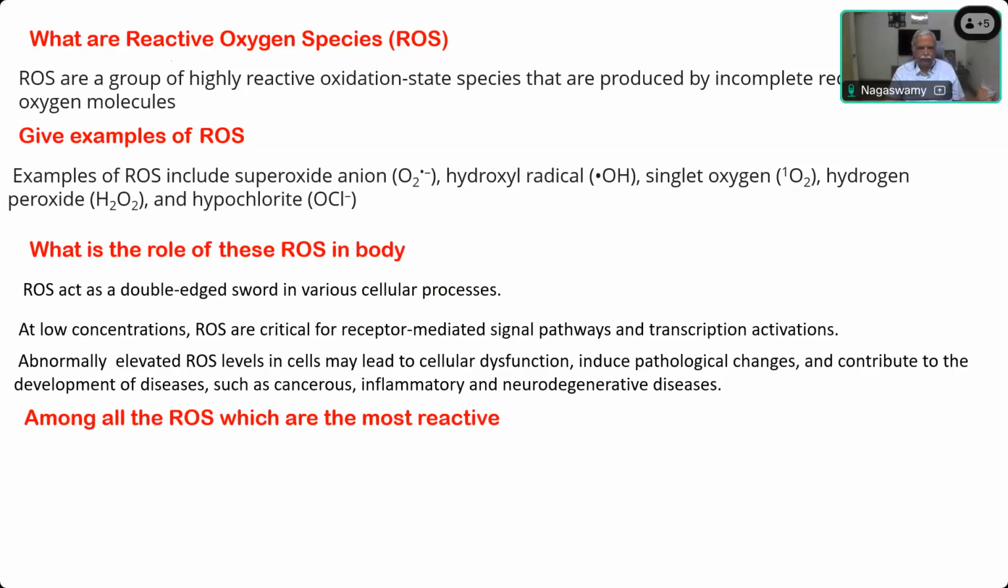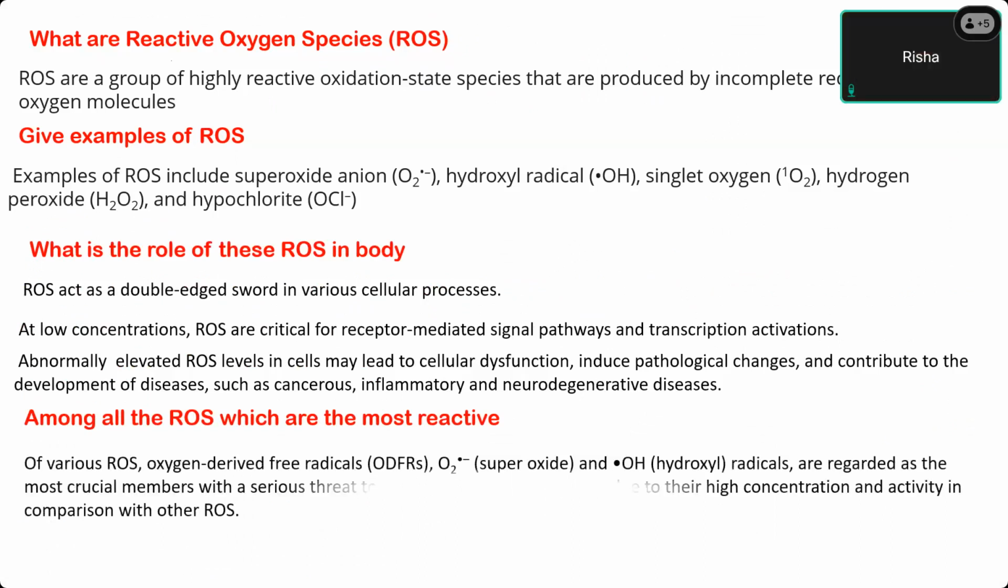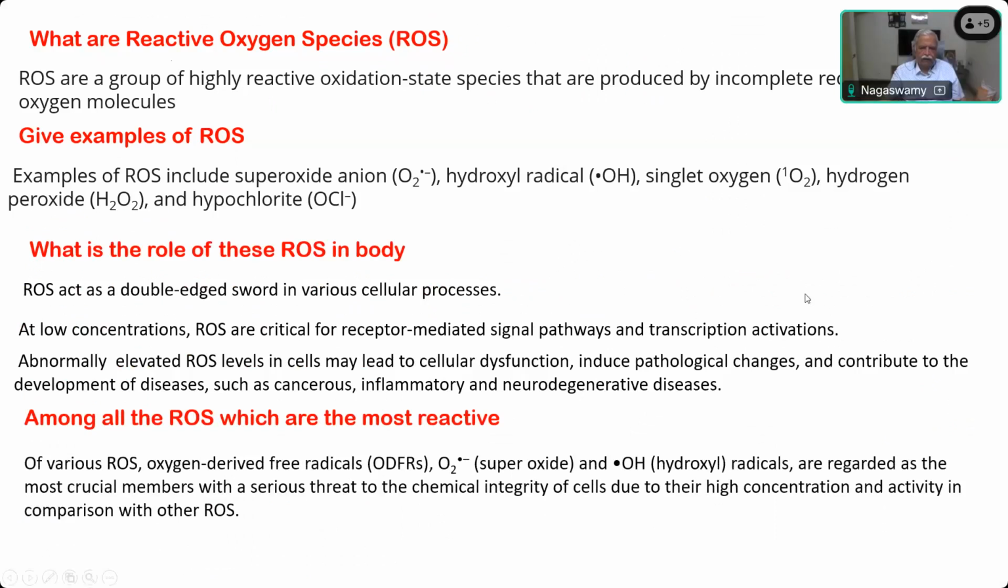Hypochlorite, superoxide anion, hydroxyl radical, hydrogen peroxide. Superoxide and hydroxyl radicals are regarded as the most crucial members. They pose a serious threat to the chemical integrity of cells due to their high concentration and activity in comparison with others. So the superoxide anion and the hydroxyl radical are the maximum in number as well as the most reactive.